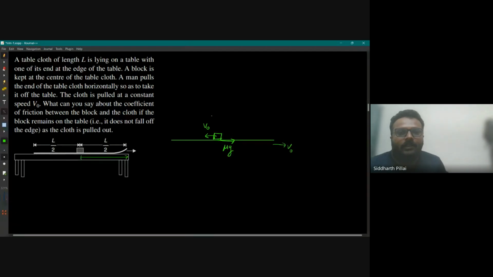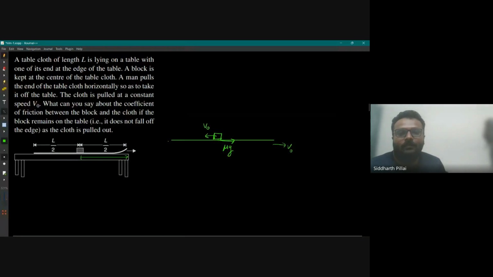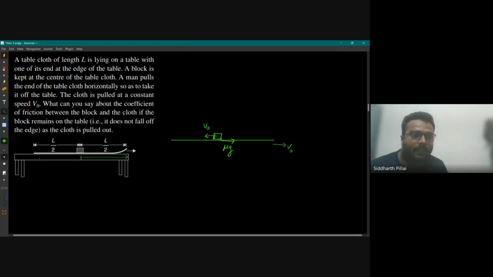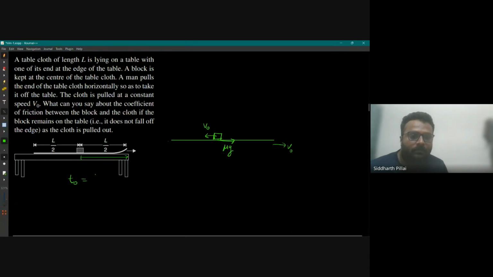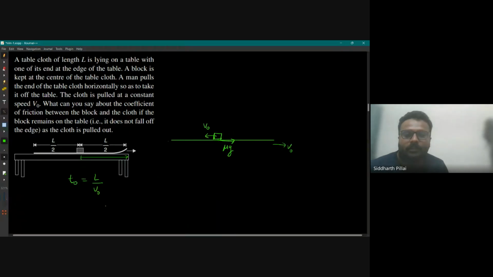So your initial velocity is V naught, acceleration in the opposite direction to that V naught, and this distance that you're traveling should be limited. By the way, what is the time it takes for the cloth to be pulled out? Let's say the time is T naught. T naught would be equal to L by V naught, right?